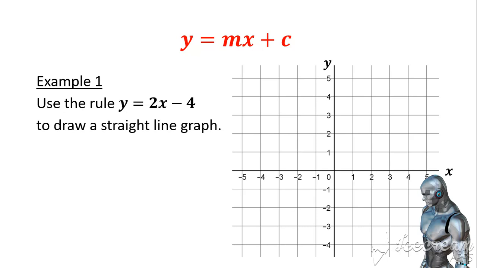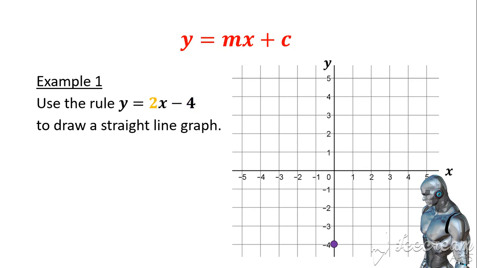So here's our Cartesian plane. Now we were told that the number at the end, the plus c, in this example it's a minus c, is our y-intercept. So we're going to start with -4. And the y-intercept is where the graph crosses over the y-axis. So we know the graph crosses down here at -4.